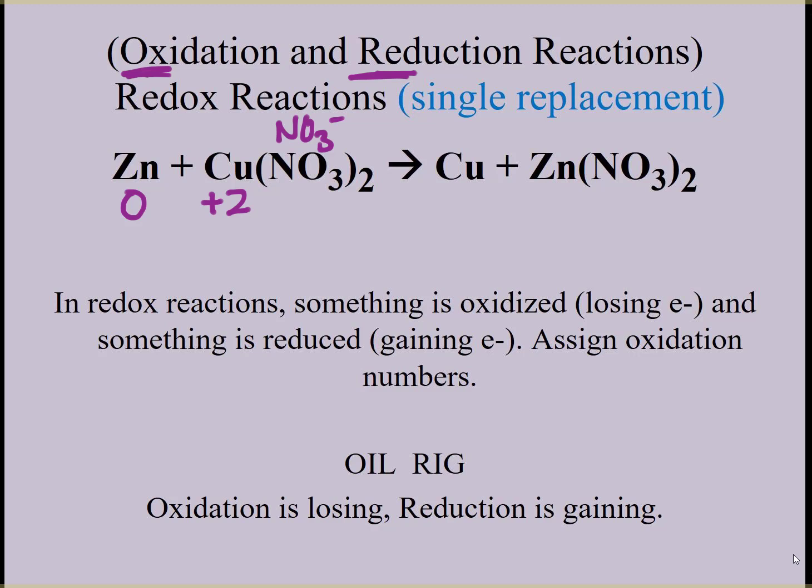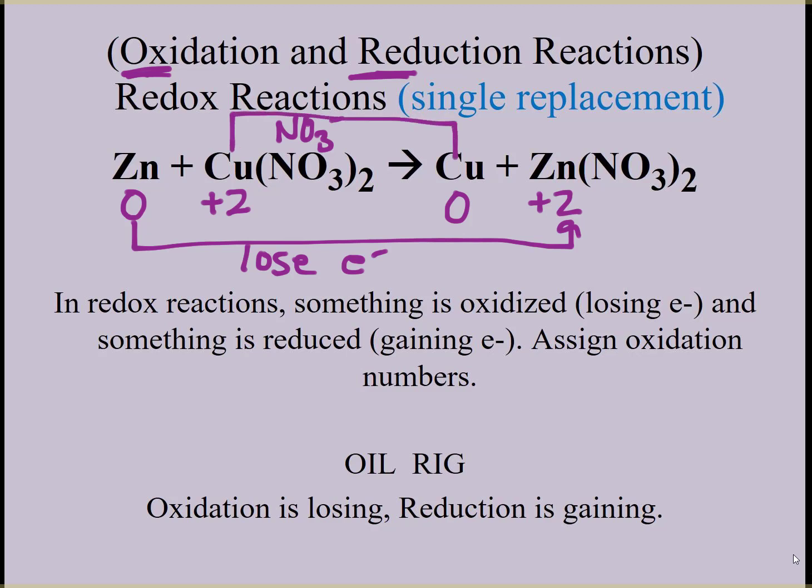Now look on the other side. Now copper is all by itself, and when I just have a metal atom, it's a neutral charge. And let's look at the zinc nitrate. My zinc is a +2. So we see what has happened here. My zinc has lost electrons. Remember, electrons are negative. And my copper goes from a +2 to a 0. It has gained electrons.